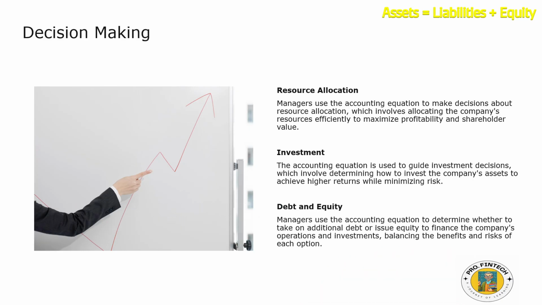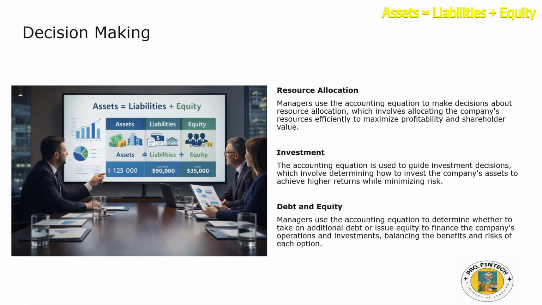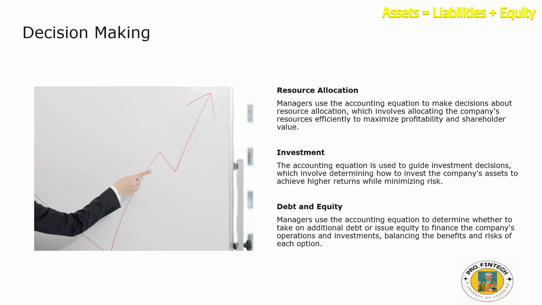Finally, debt and equity decisions. Managers rely on the accounting equation to decide whether to raise funds through debt or issue equity. Taking on debt can boost growth, but it also increases financial risk. Issuing equity reduces debt pressure but may dilute ownership. The accounting equation helps leaders strike the right balance between risk and reward.